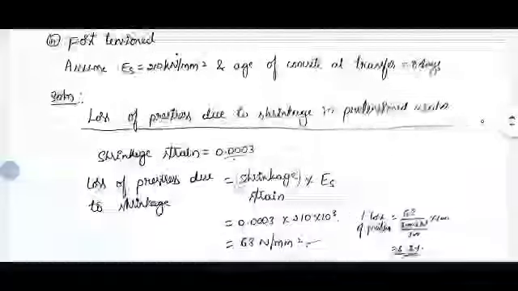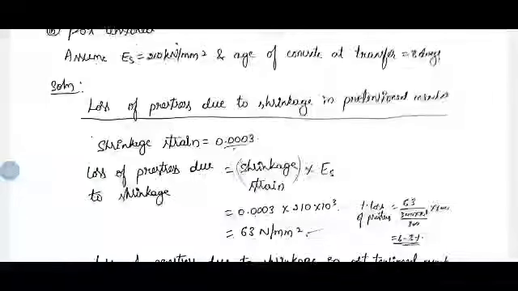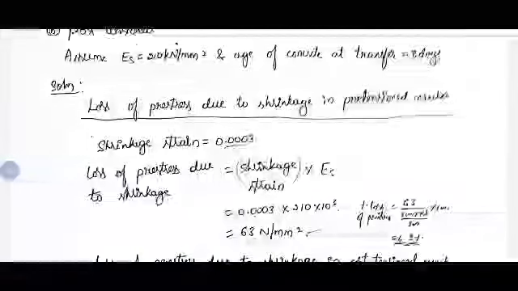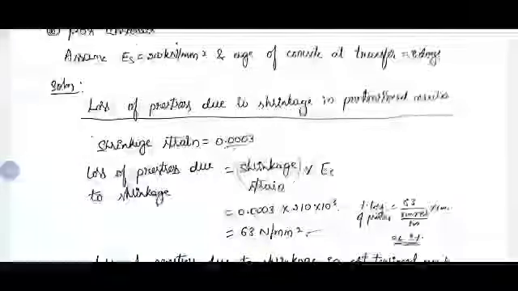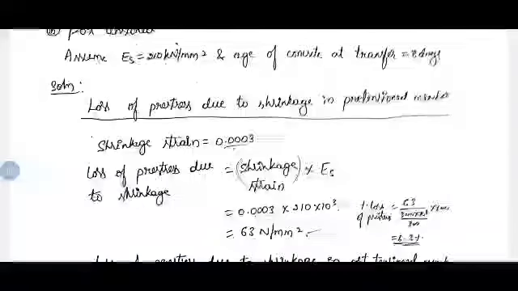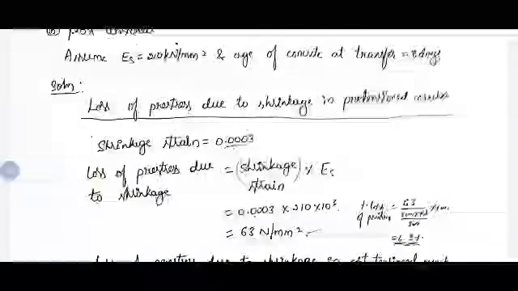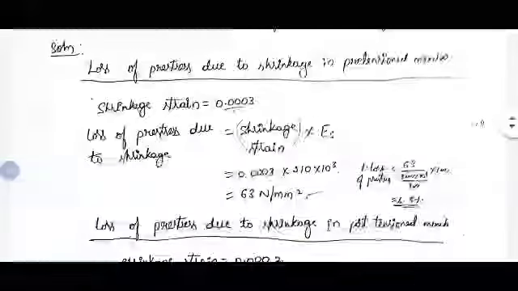So first let us go for pre-tension member. Loss of pre-stress due to shrinkage in pre-tensioned member. By using IS 1343 code book, you can get the shrinkage strain value for pre-tension member, that is 0.0003. So loss due to shrinkage is shrinkage strain into Young's modulus of steel. By substituting we will get 63 Newton per mm square.